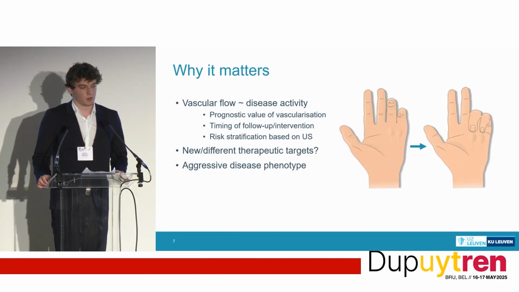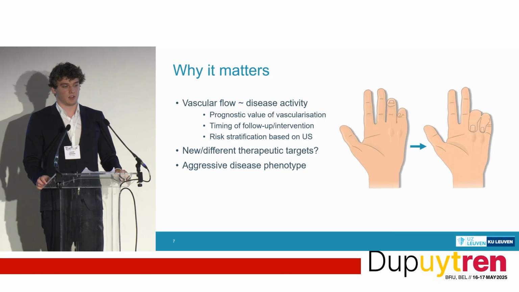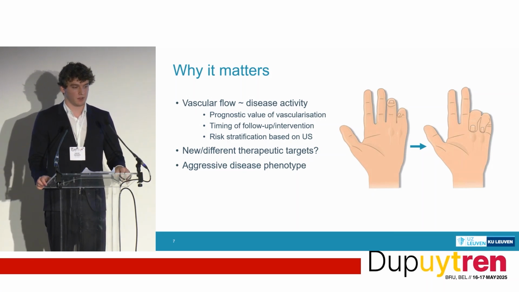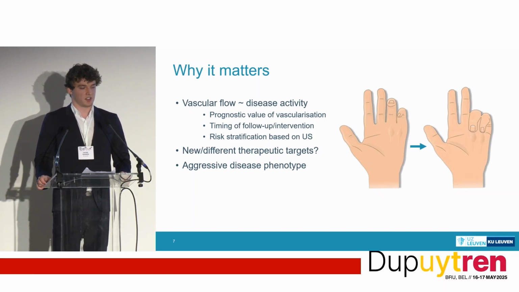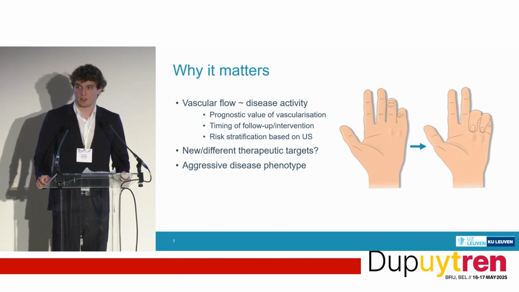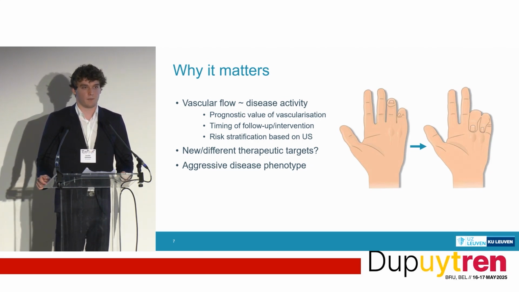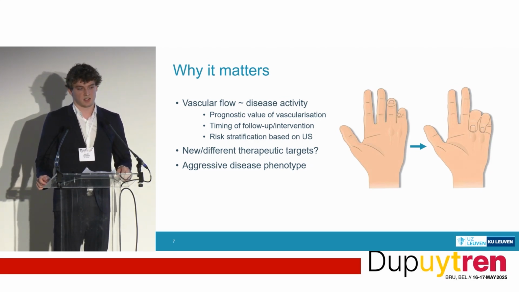Why is this finding important? In this patient, we can see clearly there is an association between vascular flow and disease activity. So the question is, what is the prognostic value of this vascularization? Can we better time our follow-ups or interventions? And lastly, can we better do a risk analysis based on ultrasound? This can also give rise to new therapeutic targets. One thing that's certain in this case is that it's related to a more aggressive disease phenotype.